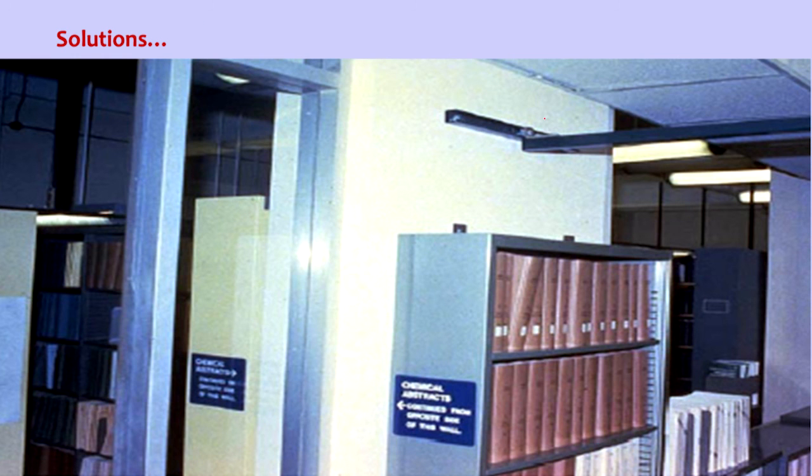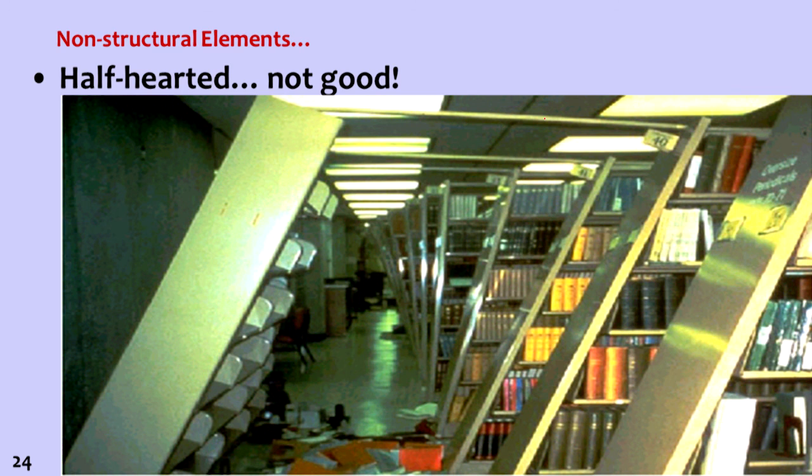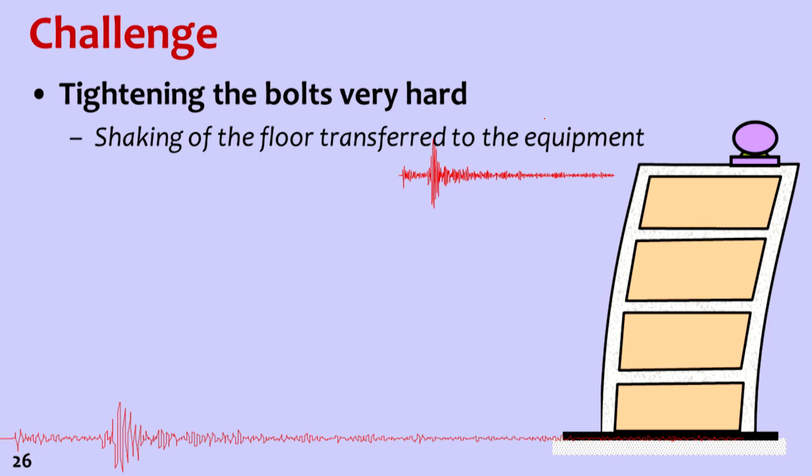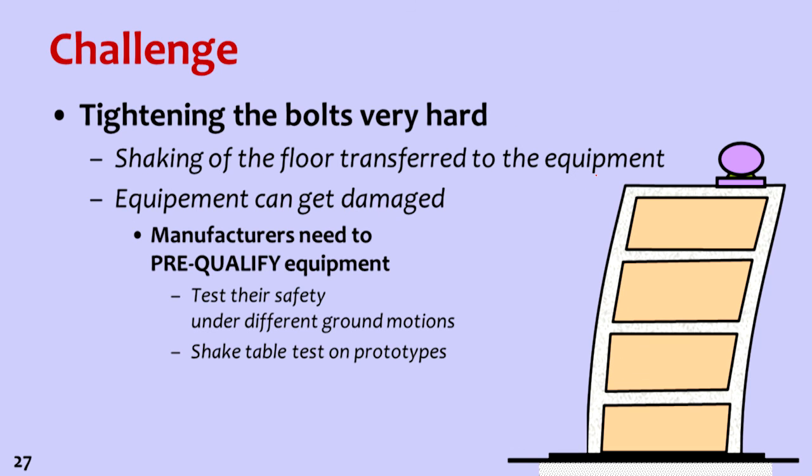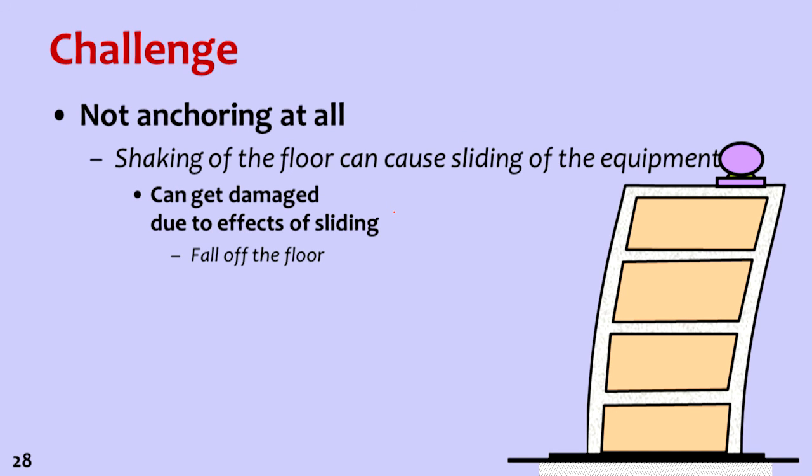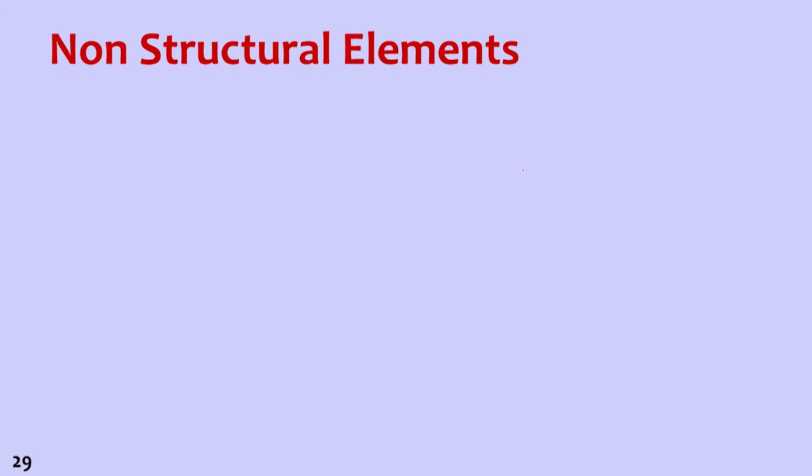You can see this one. Tightening of bolts very hard means the shaking of the floor is transferred to the equipment from the base to the roof. We'll solve an example problem and understand this. So tightening of bolts very hard, the shaking of the floor is transferred to the equipment, so the equipment can get damaged. That is another issue we need to address. And not anchoring at all may cause sliding failure of the equipment.